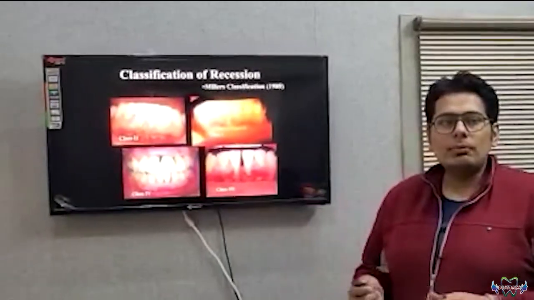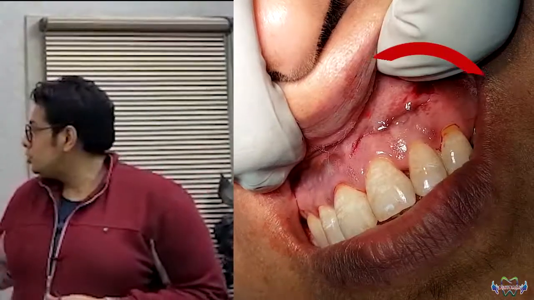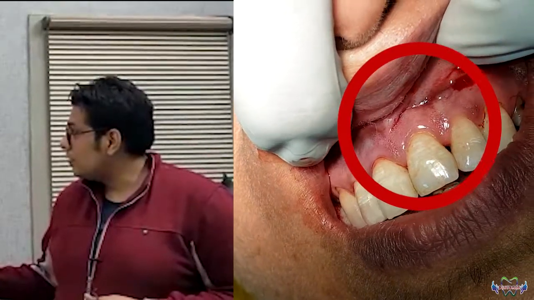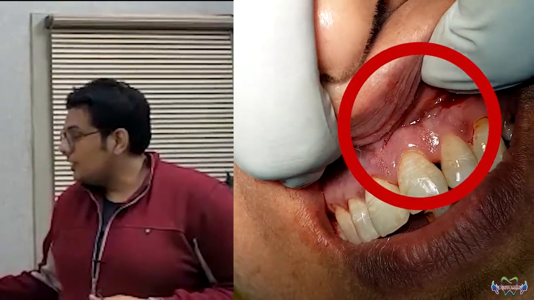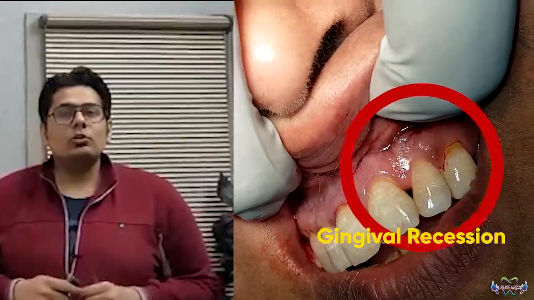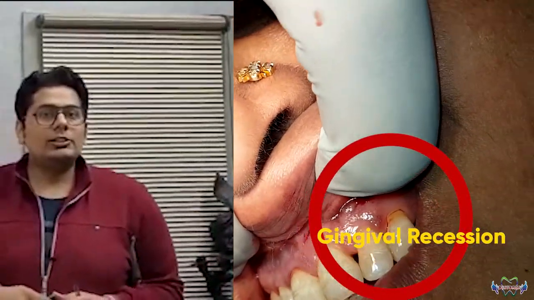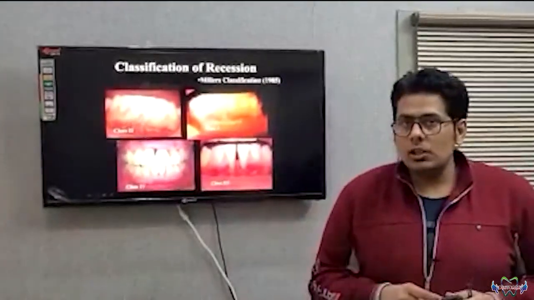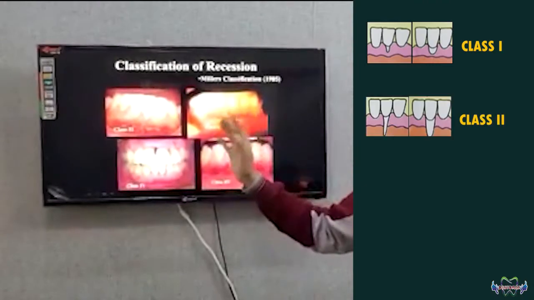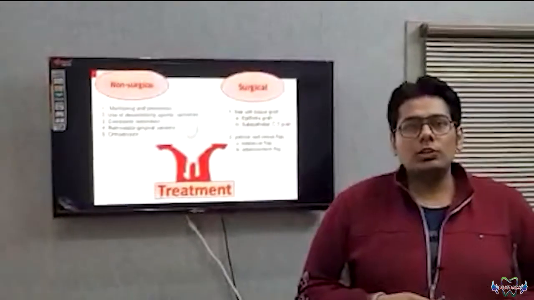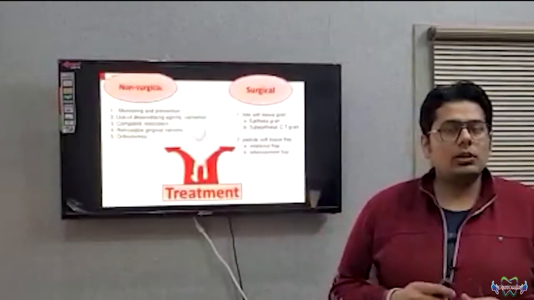So what does recession mean? It is an apical migration of your gingiva. Here is the normal position of the gingiva. When the gingiva goes apically, this is known as apical migration, and this problem is known as gingival recession, which is divided by Miller, in a universal classification, into class 1, class 2, class 3 and class 4. So what is the line of treatment for this recession problem?